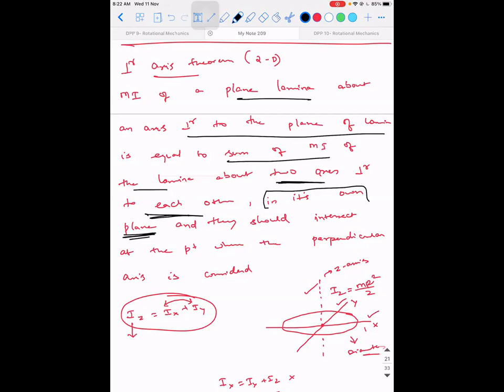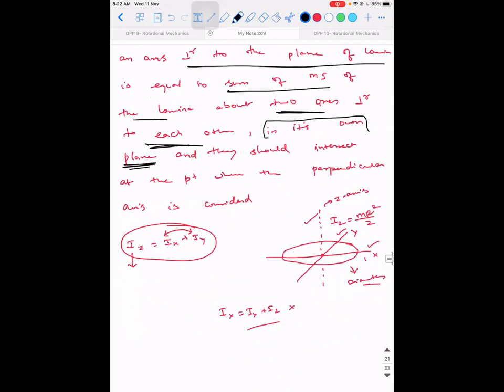Yes, sir. Okay. And other important condition that should be satisfied is X and Y should meet at the point where the perpendicular axis is considered. That is another important point.